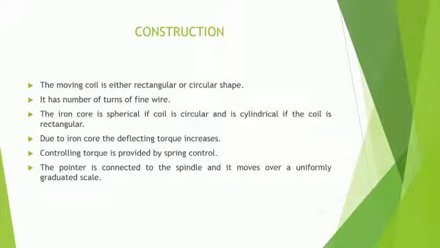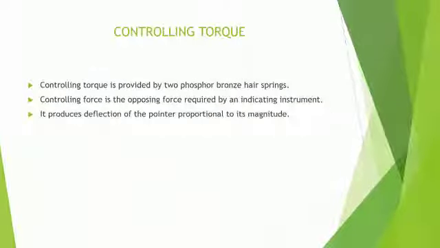So this is the explanation. The moving coil is either rectangular or circular in shape. It has a number of turns of fine wire. The iron core is spherical if the coil is circular and cylindrical if the coil is rectangular. Due to the iron core, the deflecting torque increases. Controlling torque is provided by spring control. The pointer is connected to the spindle and moves over a uniformly graduated scale. There are three types of torque: the deflecting torque, the controlling torque and the damping torque.